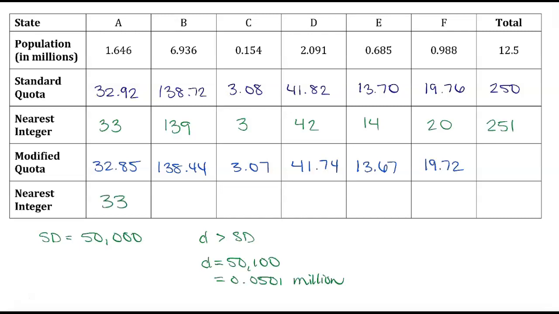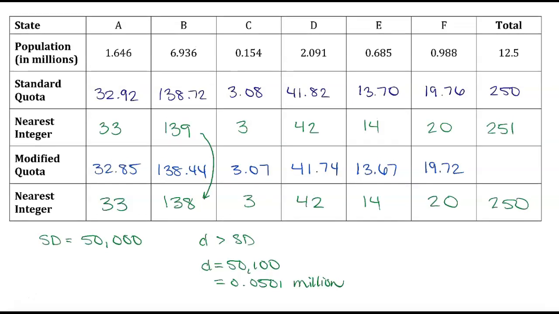32.85 rounds up to 33, 138.44 rounds down to 138, 3.07 rounds down to 3, 41.74 will round up to 42, 13.67 rounds up to 14, and 19.72 rounds up to 20. Notice that state B came down from 139 to 138, and all other states' values stayed the same. This means we brought down our total seat count by 1 to a perfect 250 seats. So this modified divisor worked.